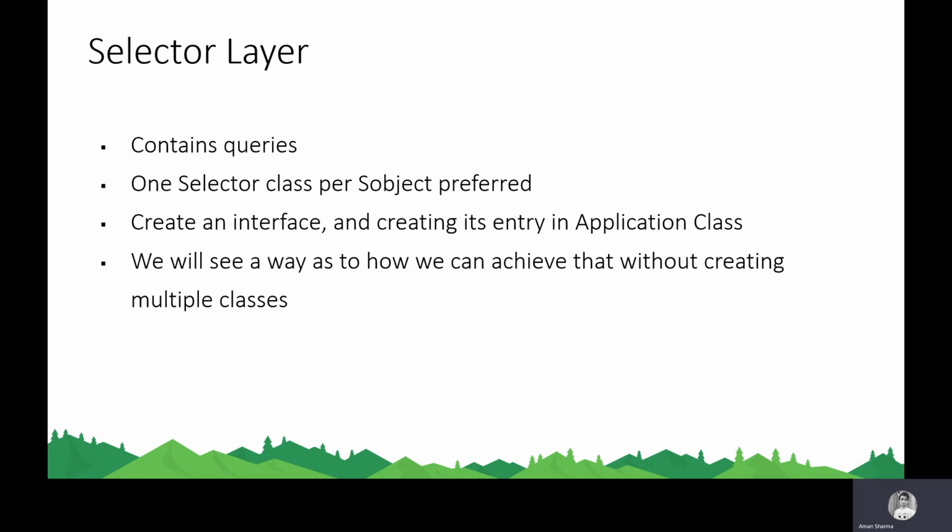But if we see the base way, the one which they have given, there we can see that we have to create an interface and create its entry in the application class as well, and then we create a selector class. So first an interface is created, then the selector class is created, and then we need to create its entry in the application class as well. So in this way, we need to manage a lot of things, like updating the application class whenever we create a selector. So we are going to discuss an approach in this demo where we can leverage the functionality without using the application class.